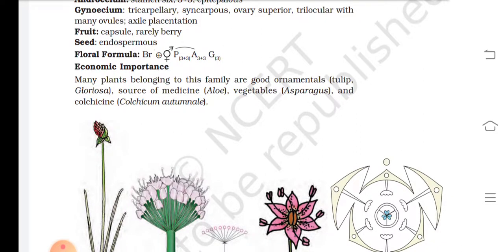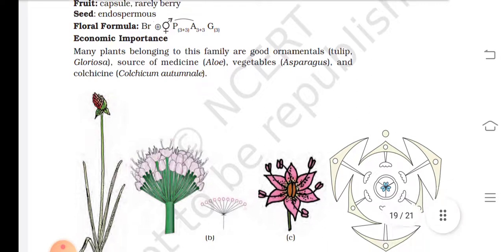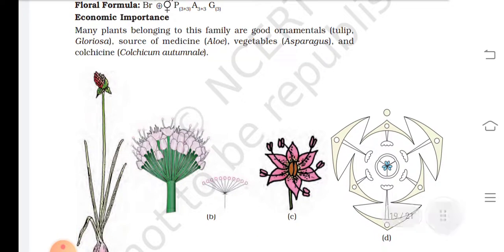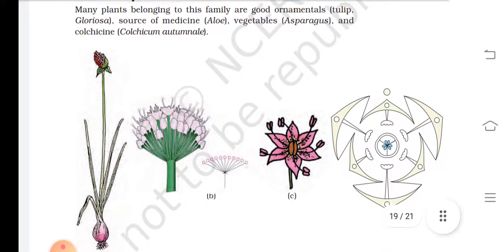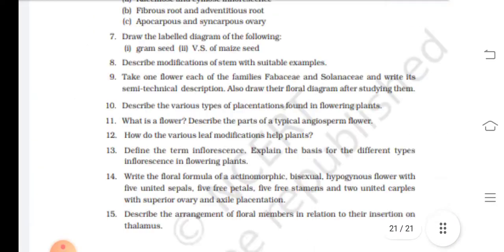Economic importance: many plants belonging to this family are good ornamentals, tulip, gloriosa. Source of medicine, aloe. Vegetable, asparagus. Colchicine, Colchicum autumnale.